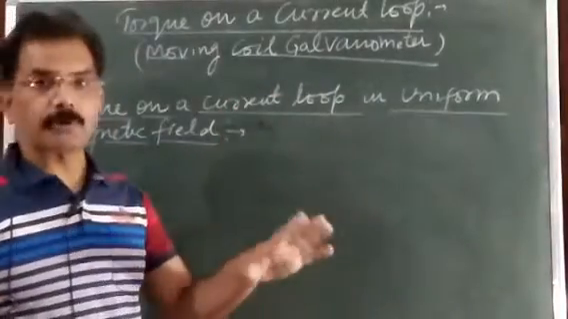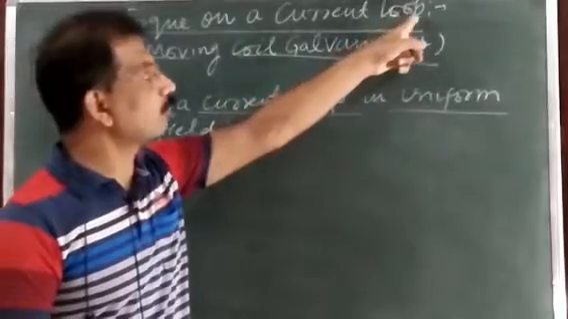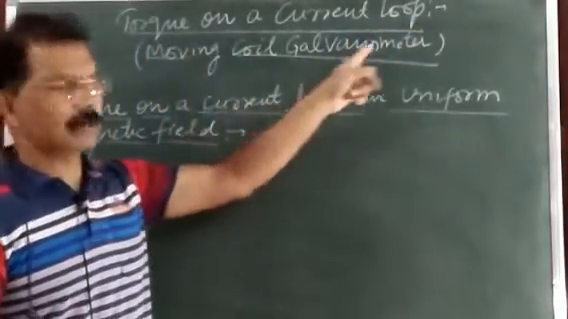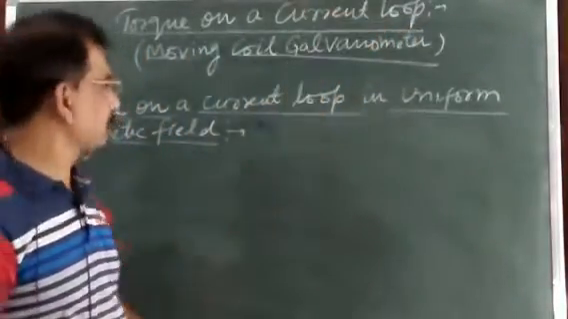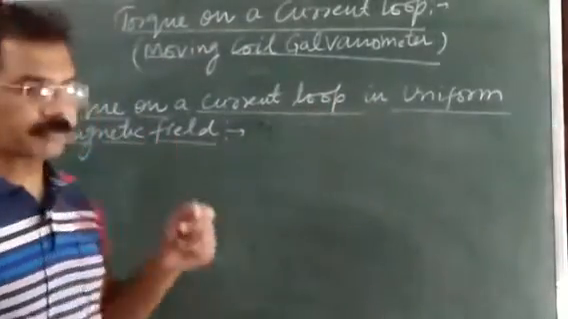The next chapter which I am going to start, the name of the chapter is Torque on a Current Loop. Or moving coil galvanometer also works on the same concept. And torque on a current loop in a uniform magnetic field.